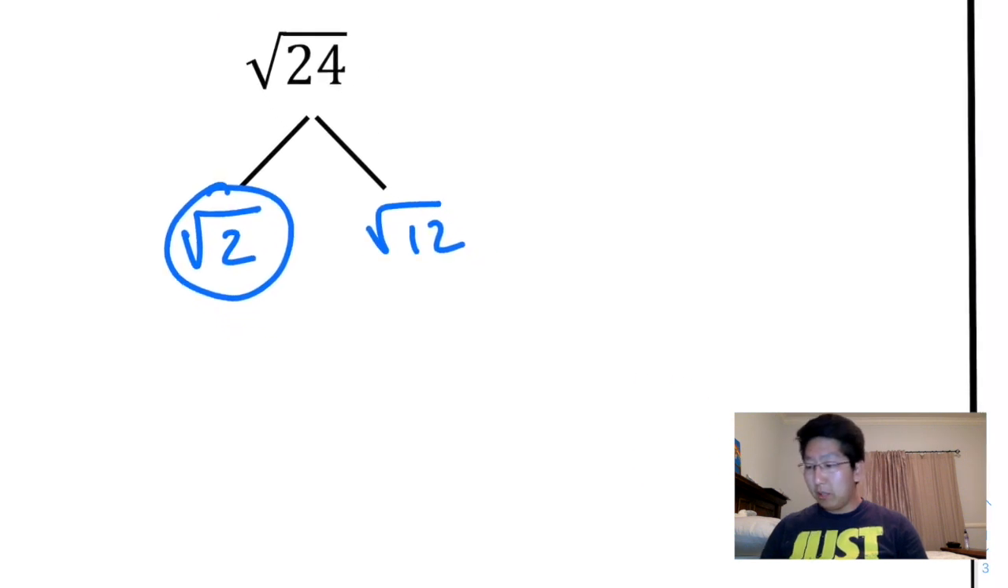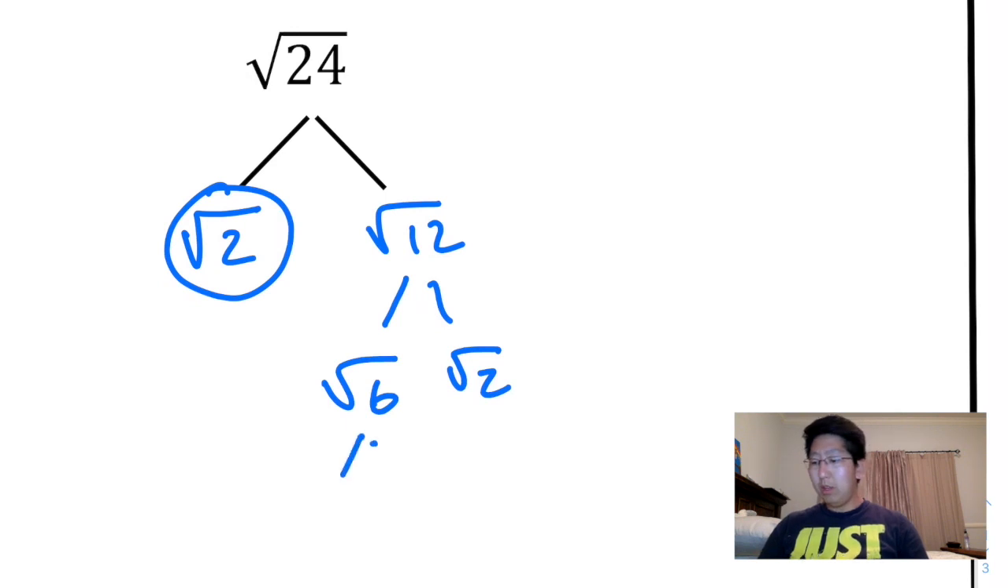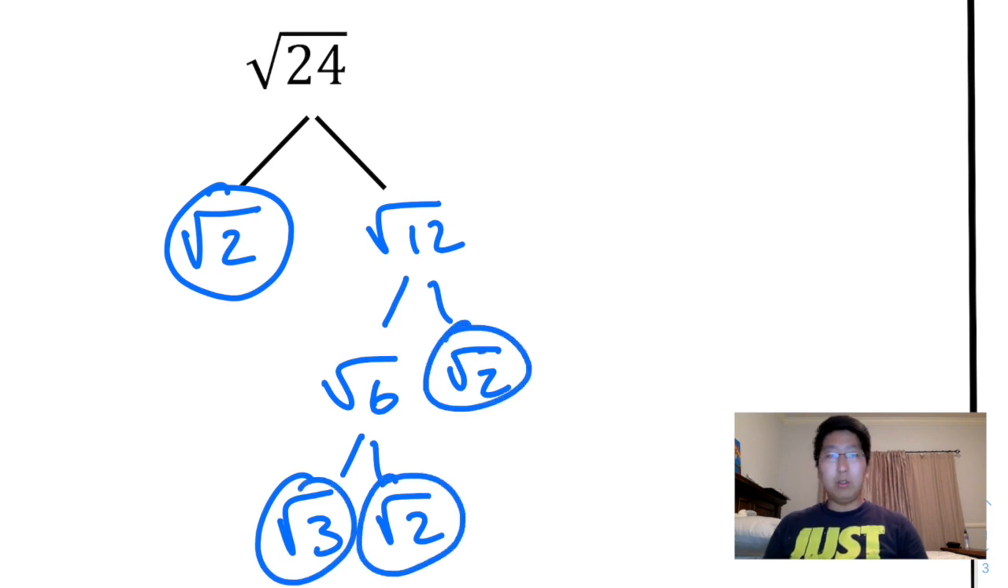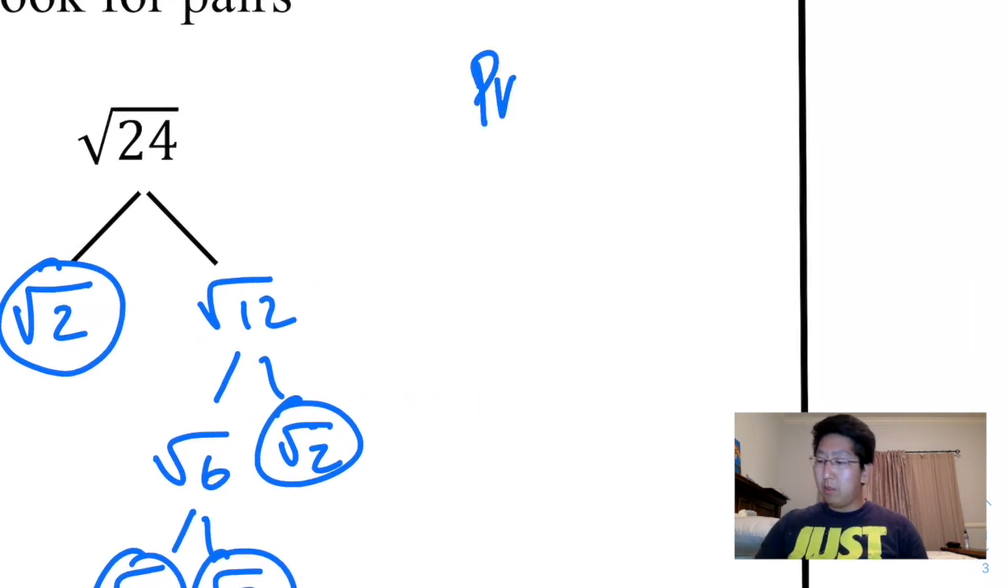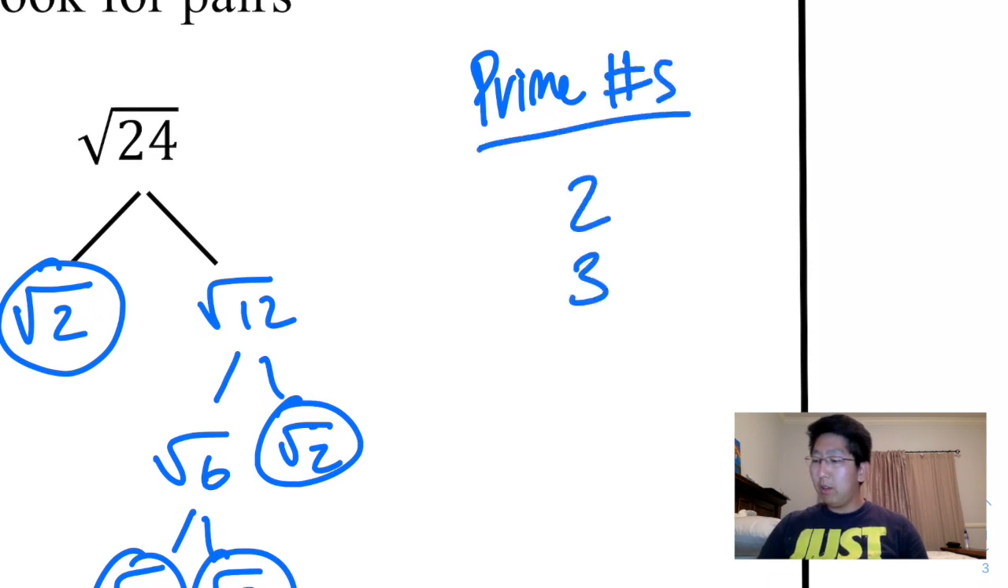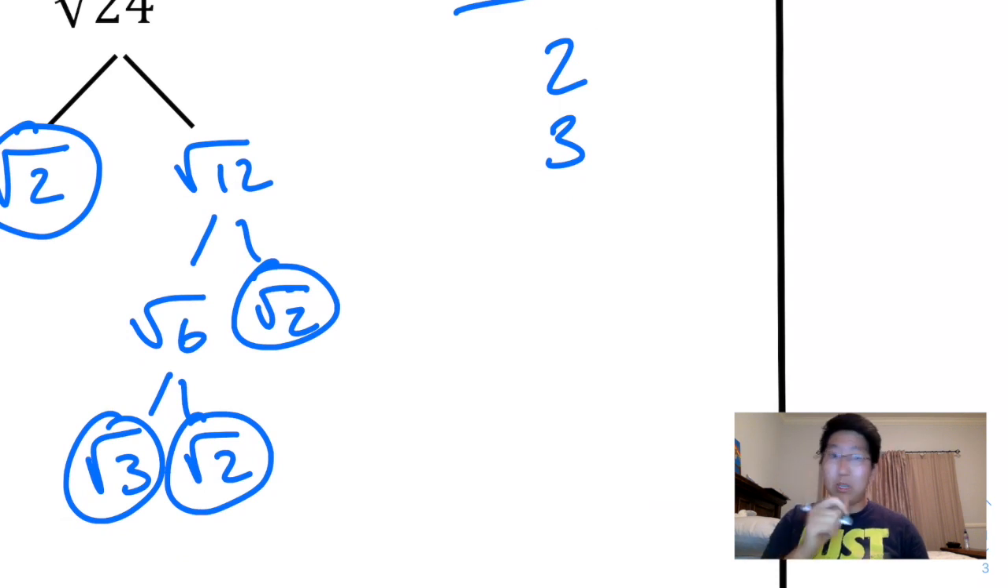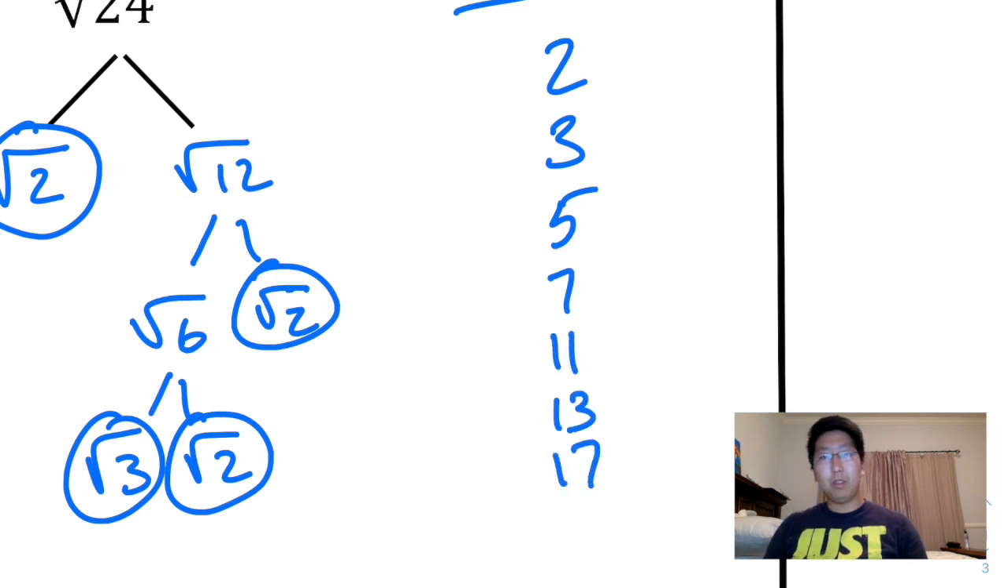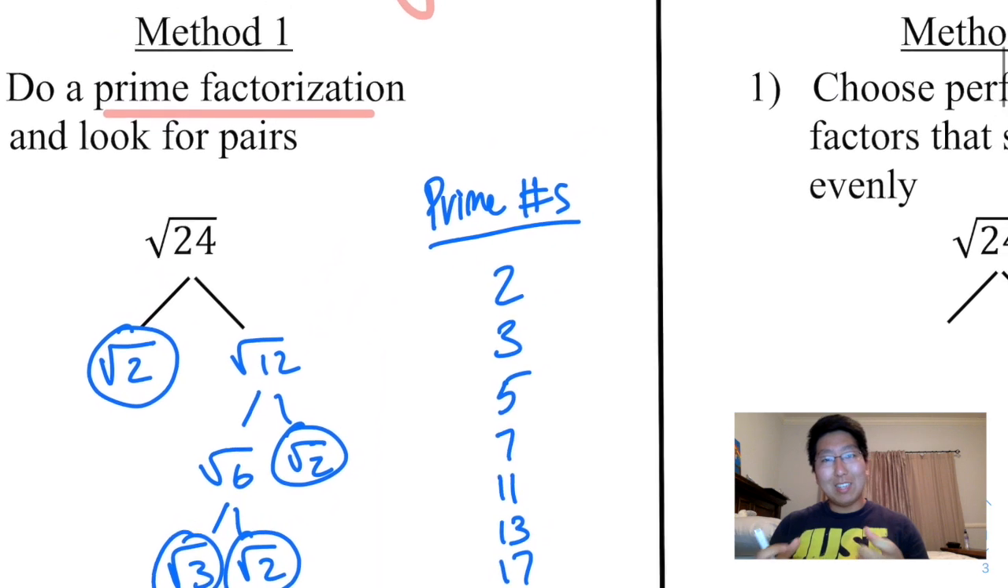But 12 we can. So we're going to take 12. We're going to say that's the square root of 6 times the square root of 2, and 6 is the square root of 3 times the square root of 2. 3 is a prime number, 2 is a prime number, and 2 is a prime number. So right here we found all the prime numbers. Here I'll give you a list of some prime numbers. Okay, 2, 3, 4 is not a prime number. We could say 2 times 2, so 4 won't work. 5, 7, 11, 13, 17. Okay, and there are more, but these are the smallest prime numbers. So we're going to be looking for these kinds of numbers over here.